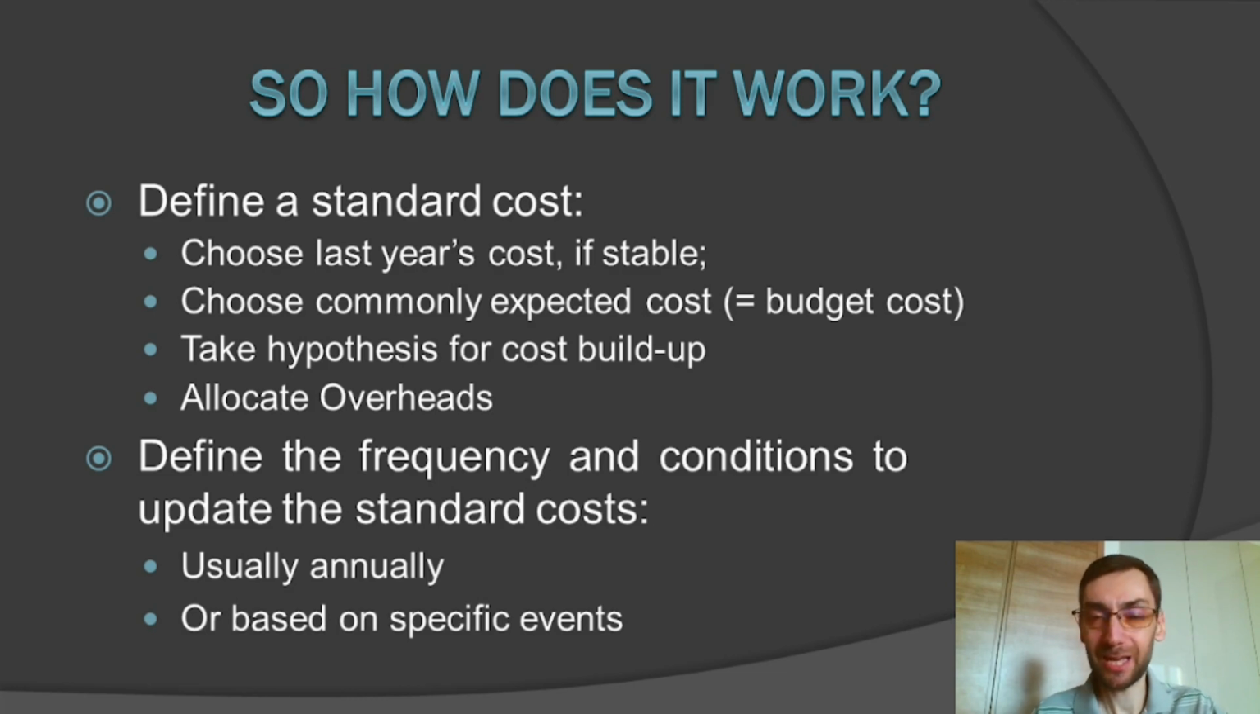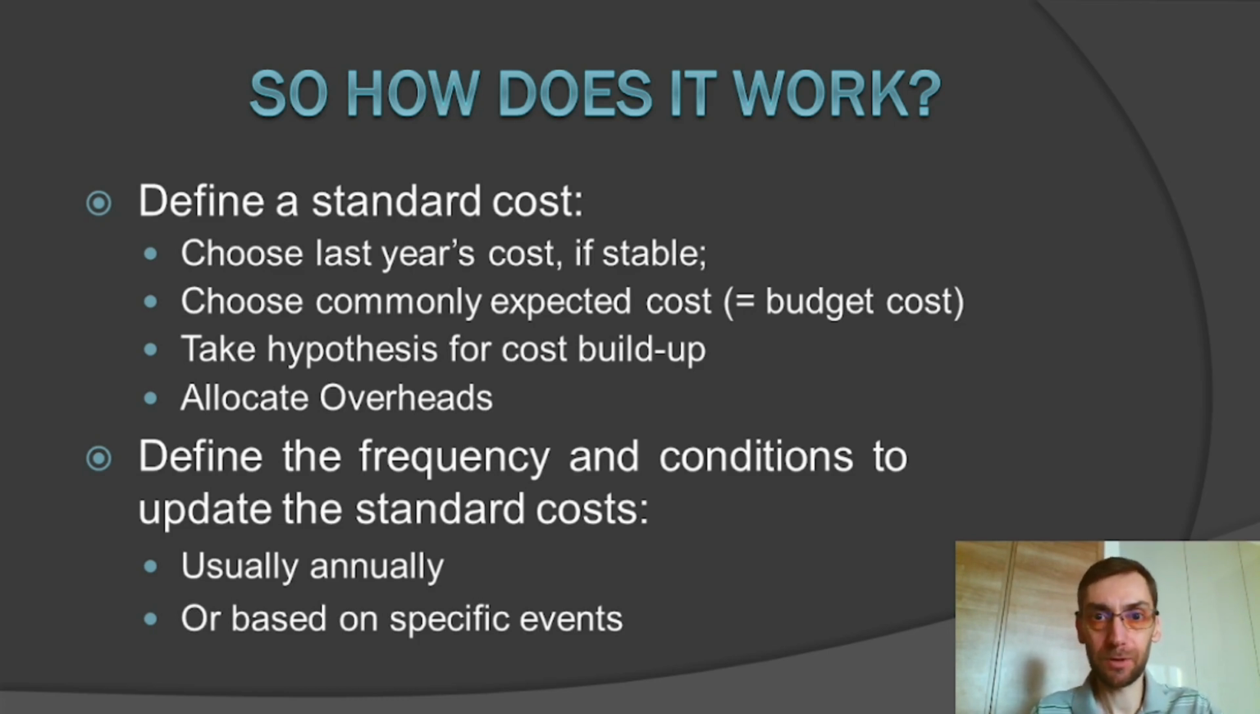If you know that there are some changes going on compared to last year, like your supplier increases their price, or like your employees have a salary increase every year of 2% or like that, you can actually reflect that. So in that case, you will use your commonly expected cost or budget cost.